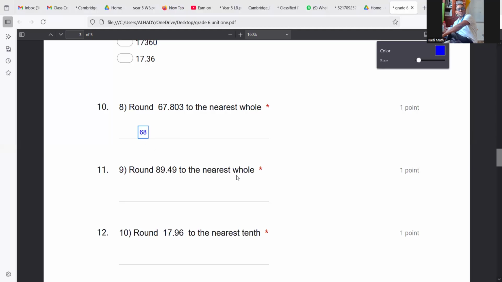Round this number to the nearest whole also, like this one, is 89.4. The whole number is 89. We look at the first digit of the decimal point, which is 4. 4 is less than 5, so we drop it. So it's just going to stay as 89.